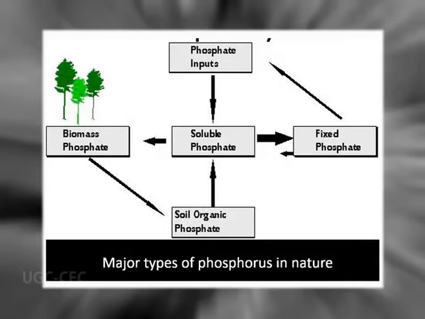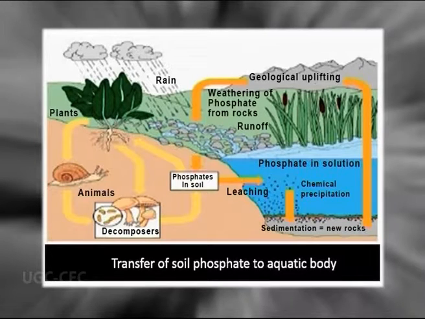And when we consider the major types of phosphorus, it is like this: phosphorus which is commonly present as soluble phosphate, phosphorus which is present as soil organic phosphate, phosphorus which is present in biomass, and very importantly, phosphorus which is fixed in the soil or in the rock, which normally remains there as a constant factor. And when we consider this phosphorus flow, it will be basically from the land to water.